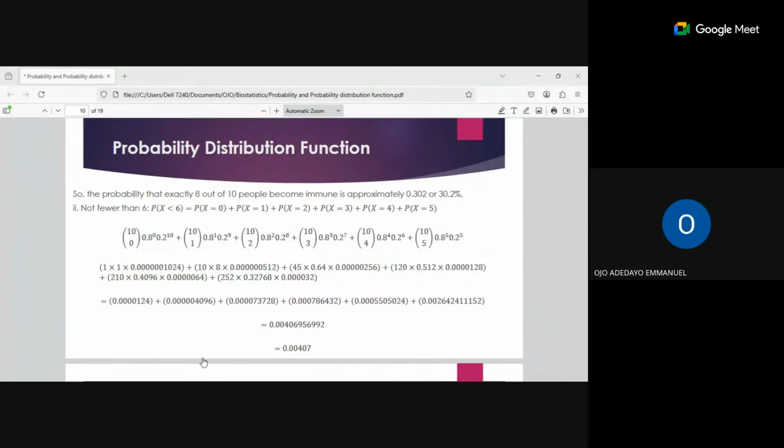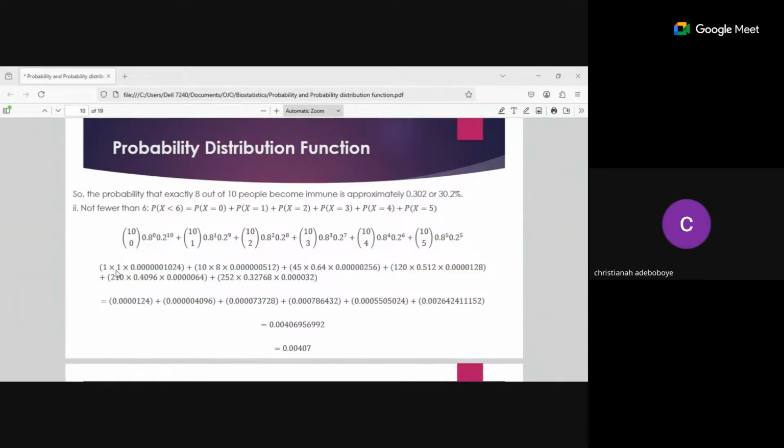If you look at that, something that exists between them is the multiplication. So that means that 10 combination 0 multiplied by 0.8 raised to power 0 multiplied by 0.2 raised to power 10. This is giving me 1. This one too is going to give me 1. Then 0.2 raised to power 10 is going to give me this value. Is that clear, please?